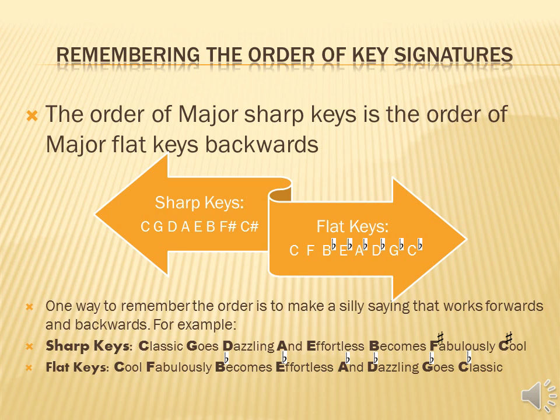One way to remember the order is to make a silly saying that works forwards and backwards. For example, sharp keys are classic goes dazzling and effortless becomes fabulously cool. Flat keys are cool fabulously becomes effortless and dazzling goes classic.